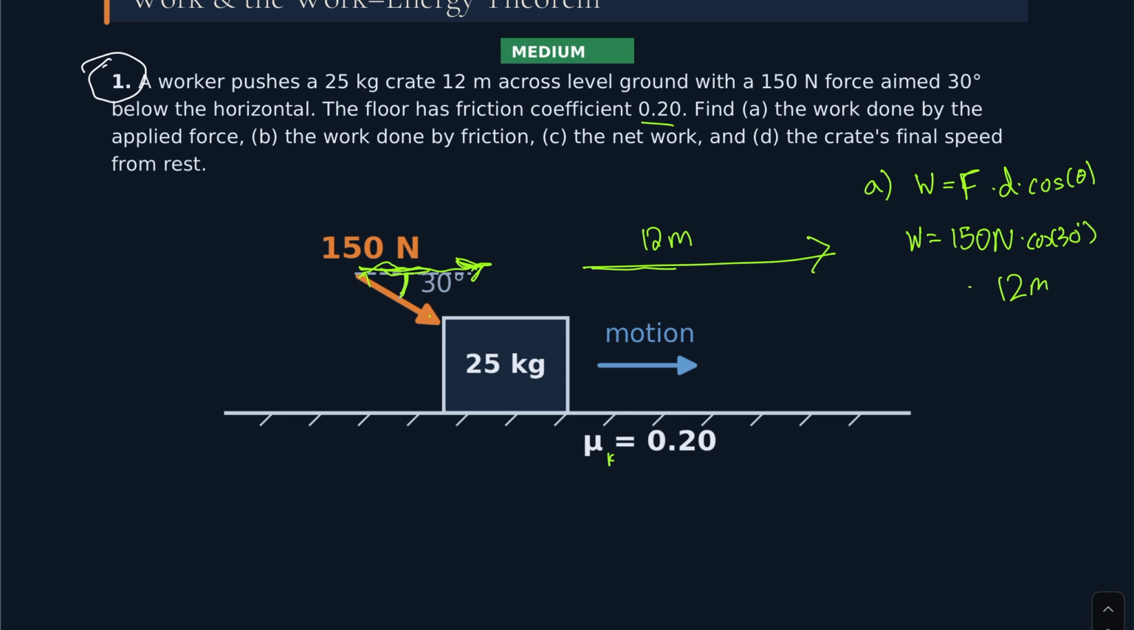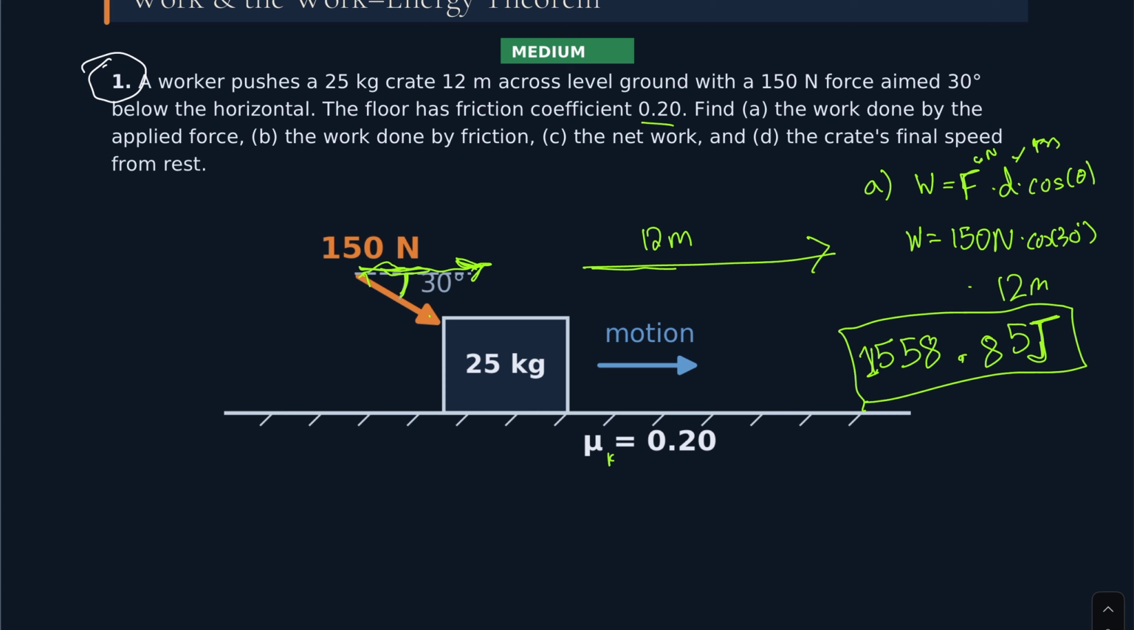And if you get out your calculator to do that, 150 times 12 times cosine 30, it should give you about 1558.85. And what was the unit? Do you guys remember? Joules, right? Because this is newtons times meters here. This is meters, this is newtons. So that's why the units would be this. Alright, so then that's the first part.